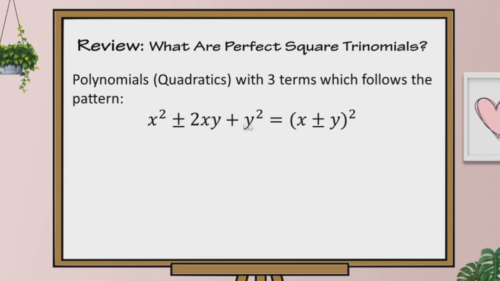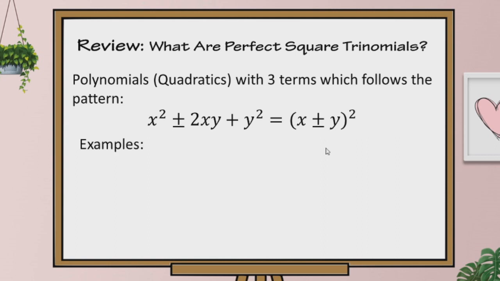And if we're going to factor this trinomial, the factors would be x plus or minus y, quantity squared. This means that this x right here is the square root of the first term, and this y in the second term of the factor is the square root of the third term, and then raised to the second power. So the positive and negative also means that it will follow whatever the sign of the second term.